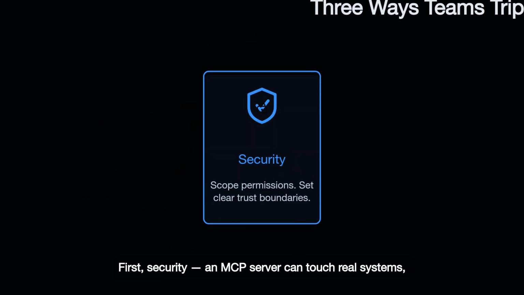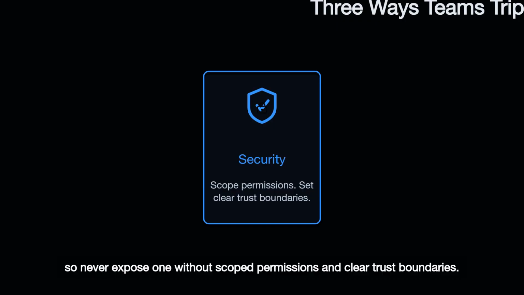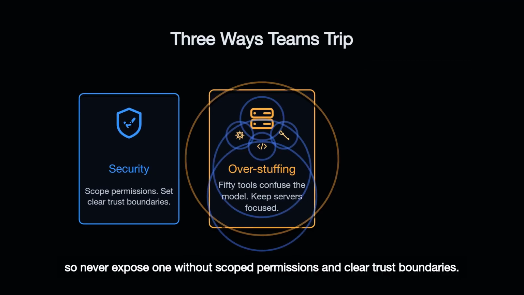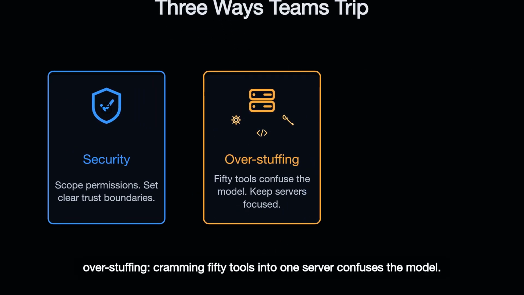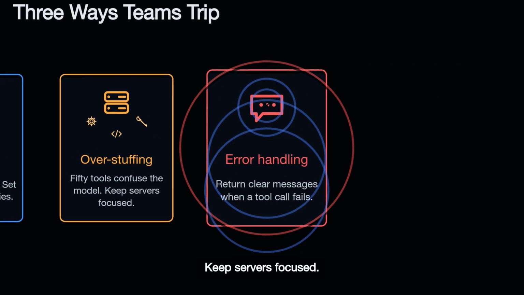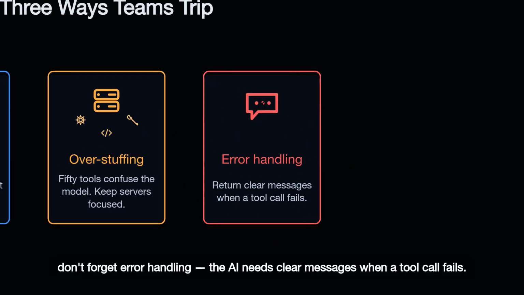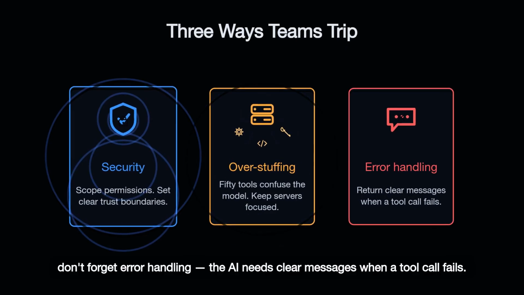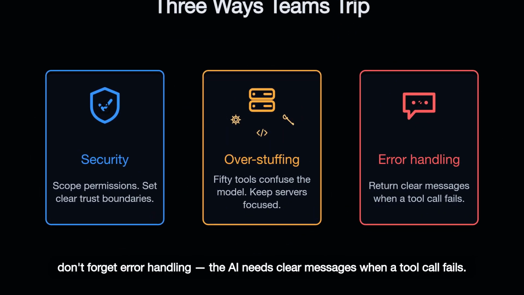But teams trip on the same mistakes. First, security. An MCP server can touch real systems, so never expose one without scoped permissions and clear trust boundaries. Second, overstuffing. Cramming 50 tools into one server confuses the model. Keep servers focused. And third, don't forget error handling. The AI needs clear messages when a tool call fails.